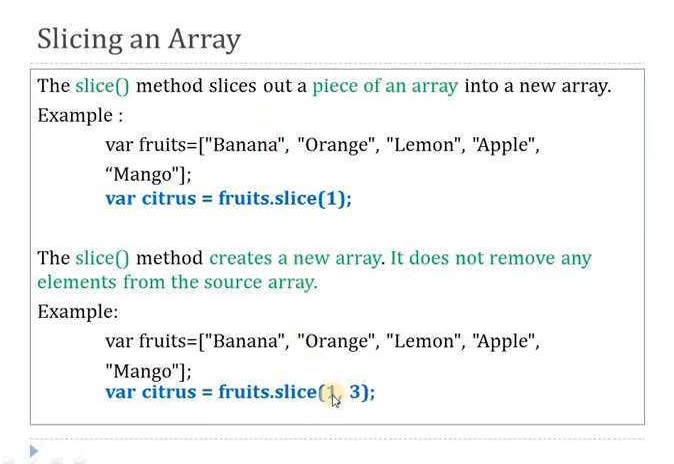Now if you specify two arguments, that means 1 and 3, what will happen in this array? The elements should be like that: from index 1, that is orange, lemon and apple. The end index is excluded, so only orange, lemon and apple. Mango will not be included in this new array.